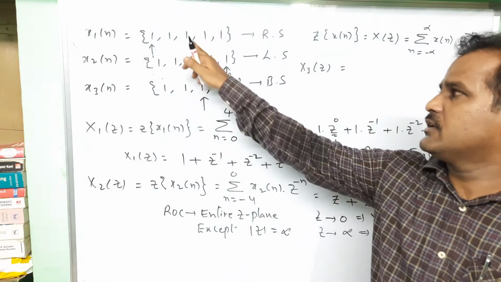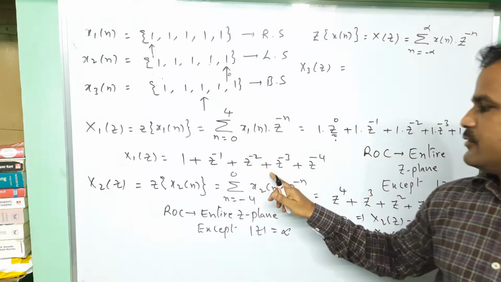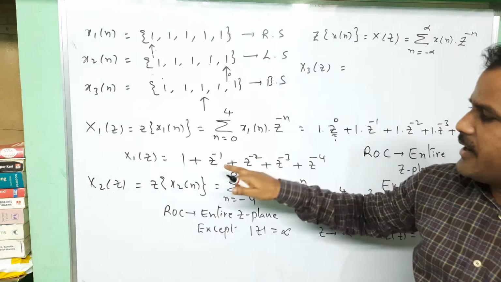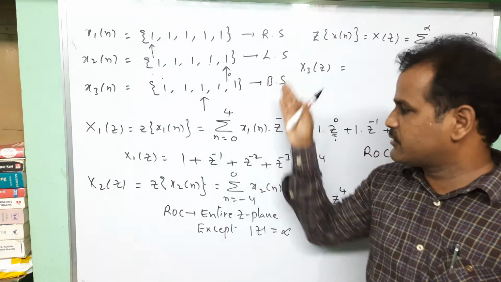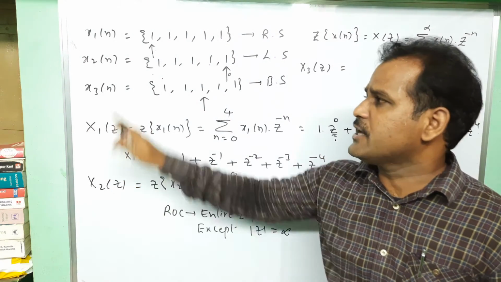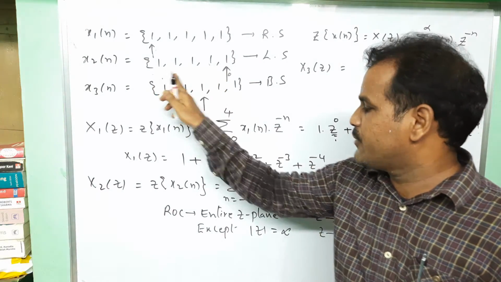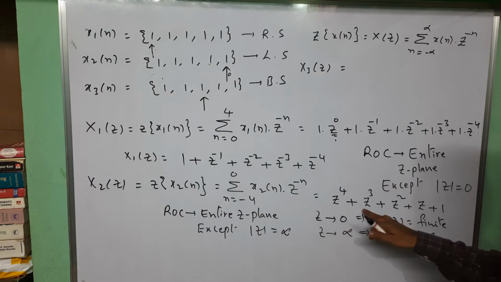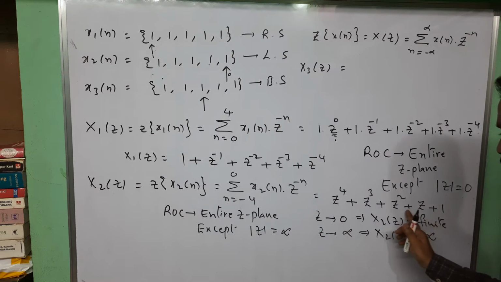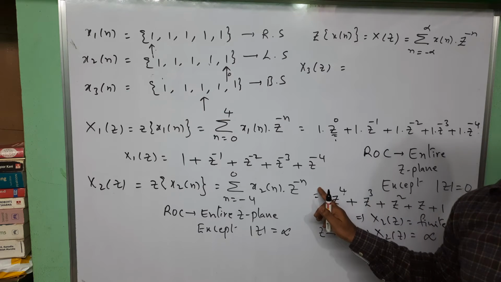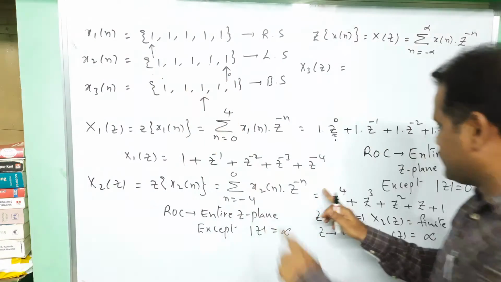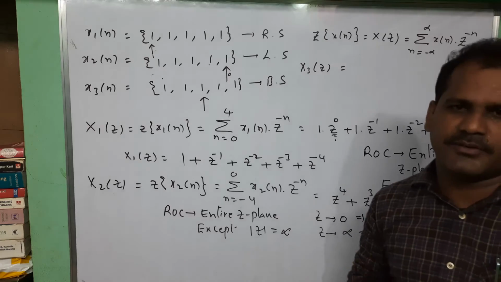1 z raised to minus 1, 1 z raised to minus 2, 1 into z raised to minus 3, 1 into z raised to minus 4. Like this, after the origin value, these are in negative powers in increasing order. Right side values have a negative powers increasing order polynomial. That is X of z for that given sequence. Similarly, for the left side signal, the origin value is directly a constant, and the left side values get z positive powers in increasing order. Observe, right side values negative powers increasing order, left side values positive powers increasing order. That is what we have to observe.